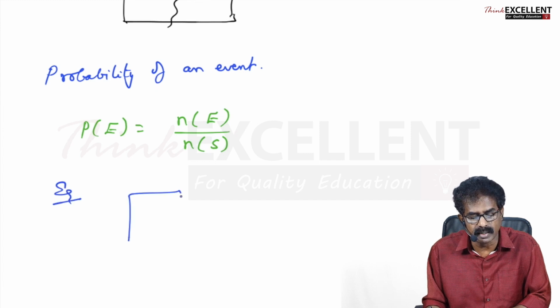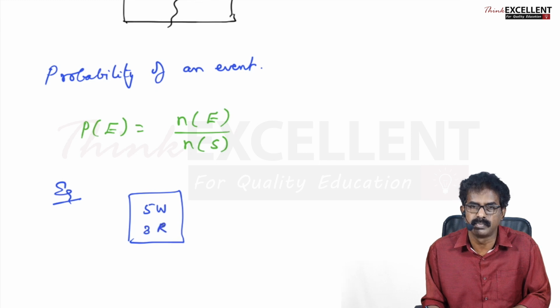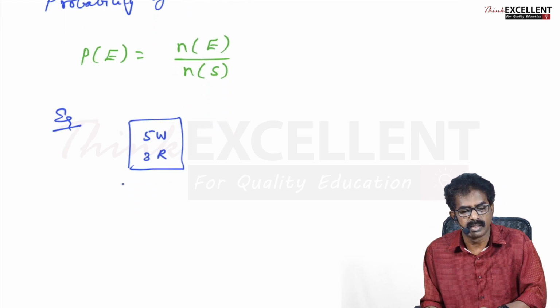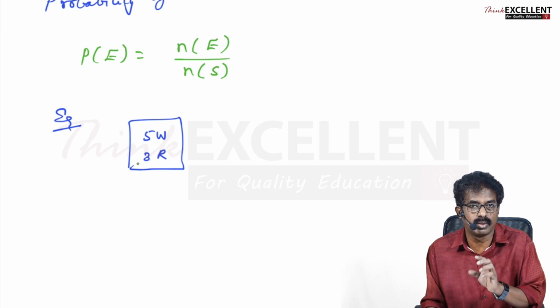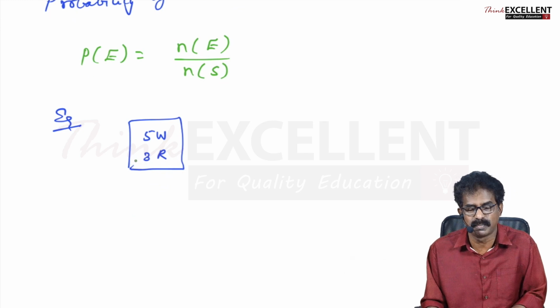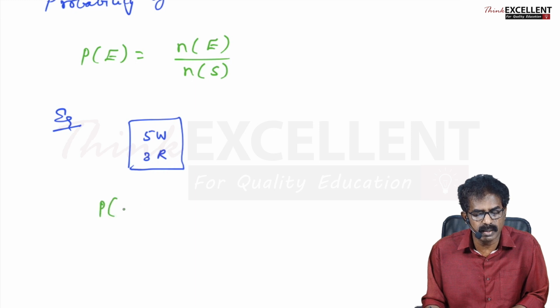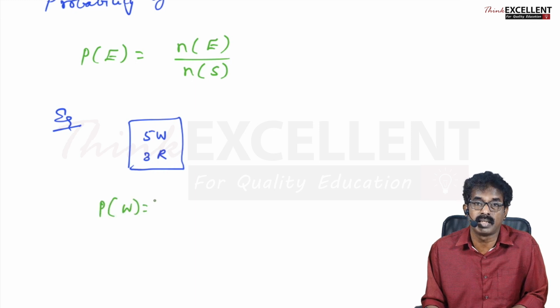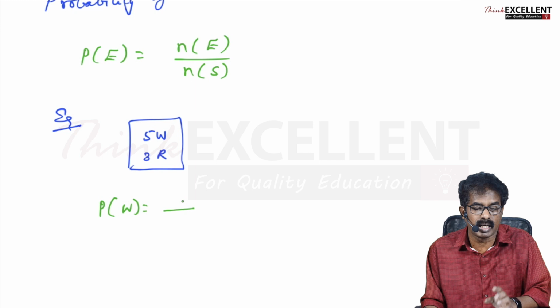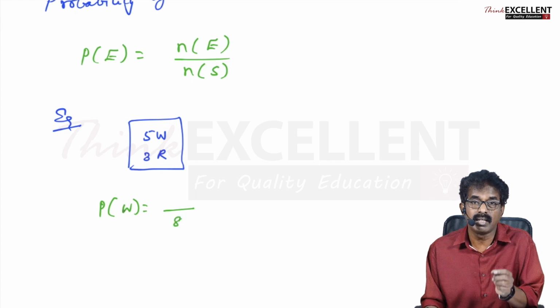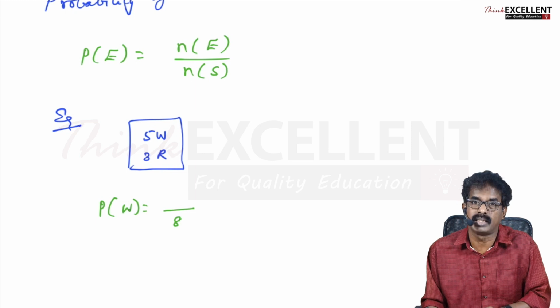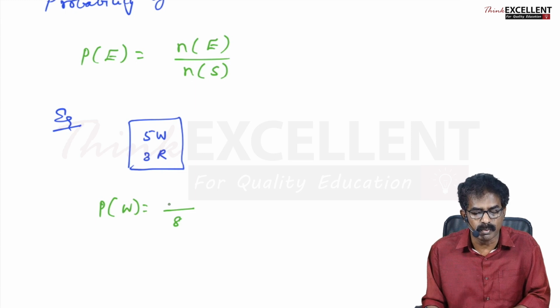A bag contains 5 white and 3 red balls. My question is, totally how many are there? 5 plus 3 is 8. So total N of S is 8. What's the probability of getting a white ball? Denominator is the total, 5 plus 3, which is 8. Then the numerator is favorable; we need white. How many white balls are there? 5 white balls. So your answer is 5 by 8.